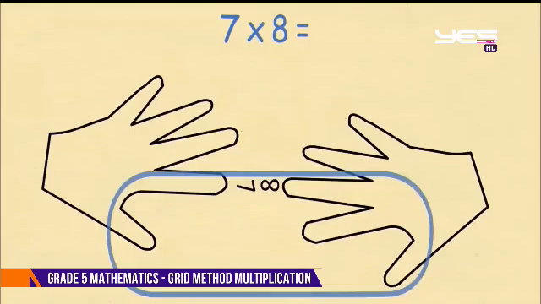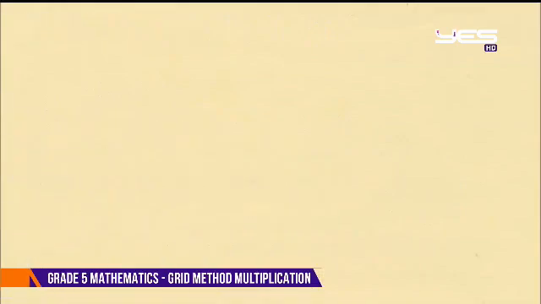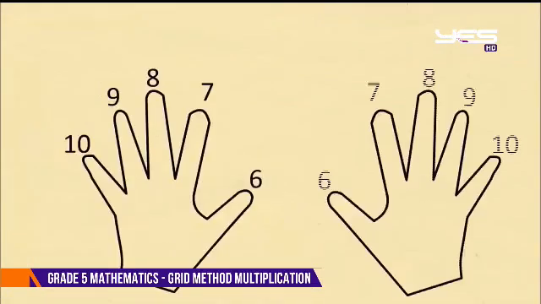We have 2 fingers on the left hand and 3 fingers on the right hand, which is a total of 5 fingers. This becomes the tens digit of our answer. The fingers that are above the touching fingers are 3 on the left hand and 2 on the right hand. We multiply these. 3 times 2 is 6, and that gets us our answer of 56. You can use this procedure anytime you're multiplying two numbers between 6 and 10.